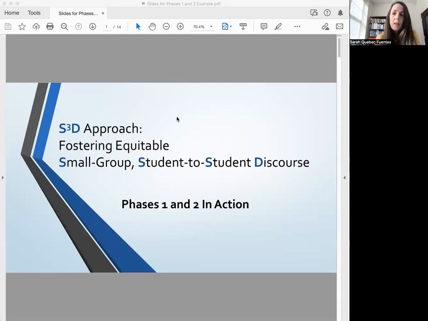Welcome back. Now that we have learned about both phases of the S-cubed-D approach, let's look at these two phases in action. In particular, I'm going to share the experience of teacher Warren with the S-cubed-D approach. Warren participated in a professional development program, which I led with two of his colleagues.